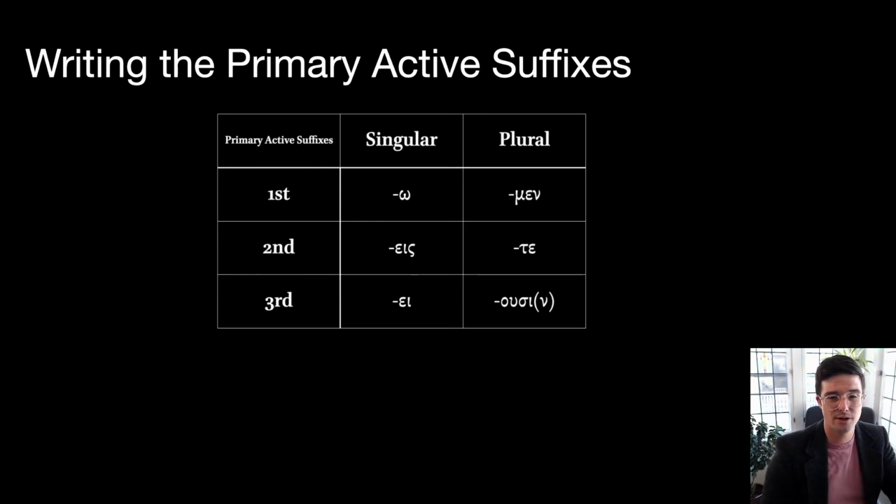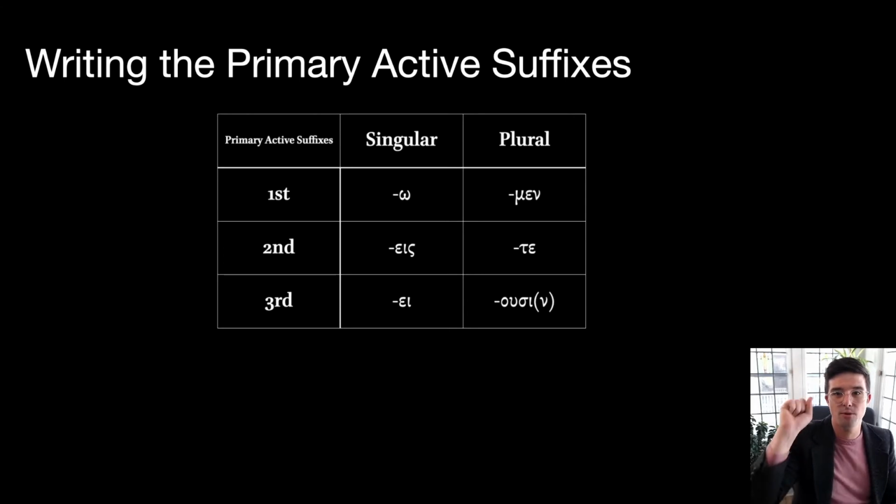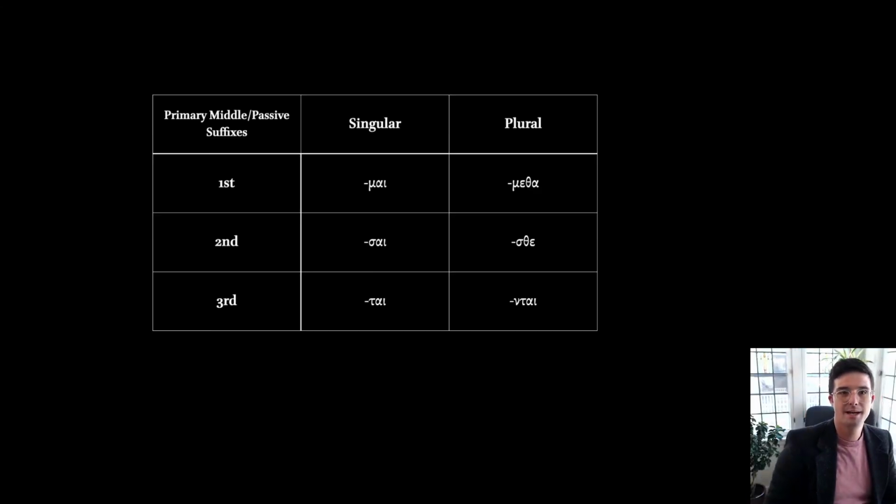And you can correct. And one more time, I'm going to take them away and ask you to write one more time on your whiteboard: o, ace, a, min, te, usi. And again, they look like this. Once more, going in for the high five. 1, 2, 3, boom. And we're going to move down to the primary middle passive endings.